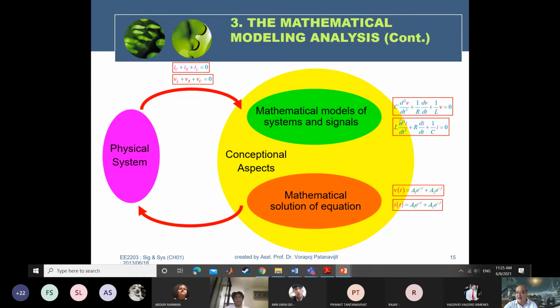After you simplify that, you get the second order differential equation in terms of the inductor voltage. You know how to solve it, using the second order differential equation solution, where you get I in this form: A1 e^(s1 t) plus A2 e^(s2 t).